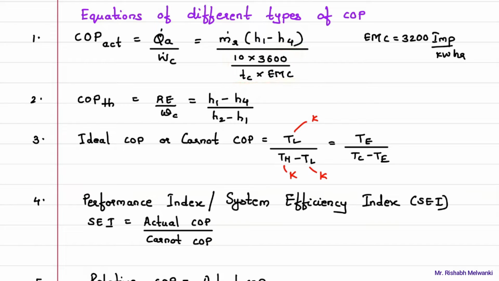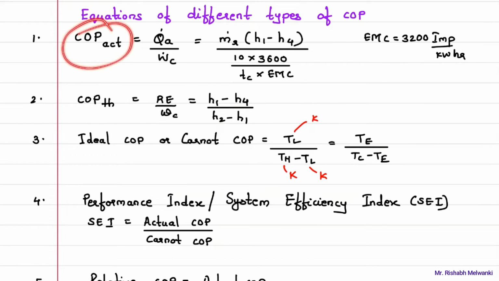Now the next type of COP is called theoretical COP. It is refrigerating effect upon work consumed by the compressor. Simply we have to take H1 minus H4 and divide by H2 minus H1 from the pH diagram. So that type of COP is called theoretical COP. You should remember this. Theoretical COP means whatever we get from the pH chart or from the refrigerant table, the H1, H2, H4 values, and from that whatever we calculate, that is theoretical COP.